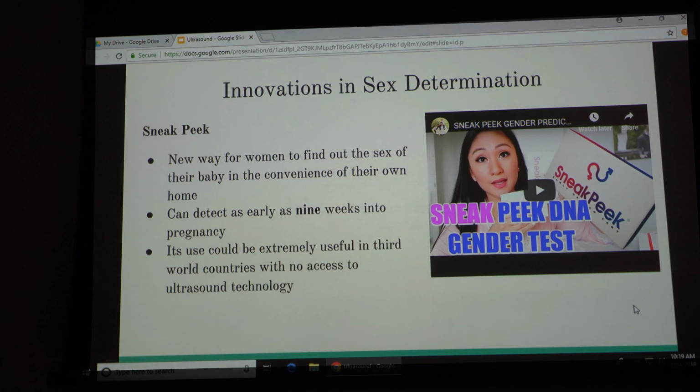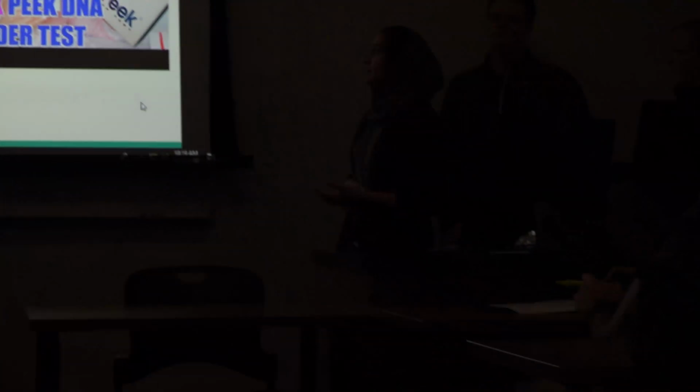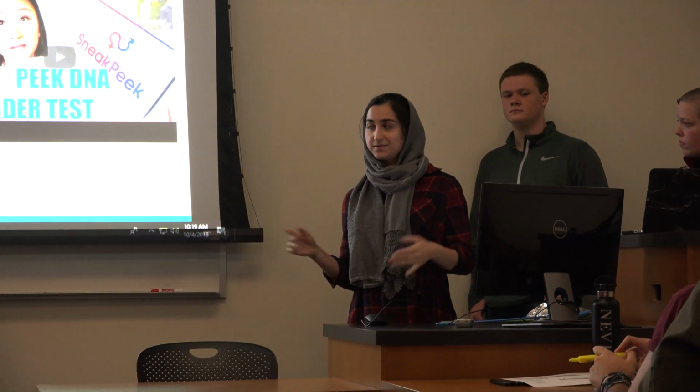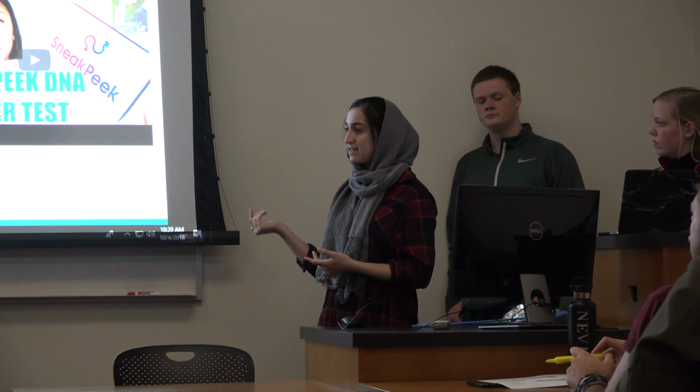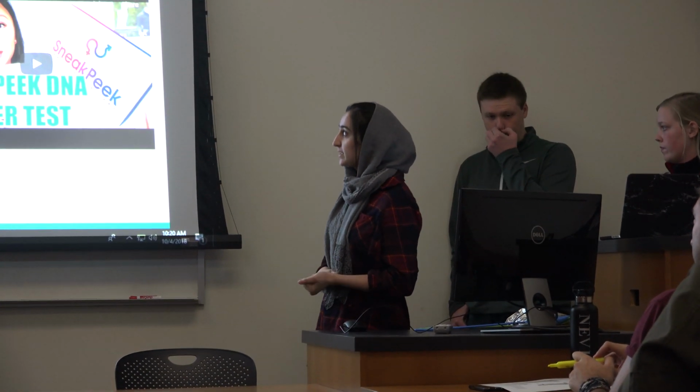So something a little bit different is that there's new innovations in sex determination. We're going in a direction where you don't really have to rely on ultrasound to figure out if you're a boy or a girl. There's a new thing called Sneak Peek, which is an at-home sex determination test. It's very similar to 23andMe. In this way, women are able to send in blood samples in the convenience of their own home. They take their own blood, they send it to the lab, and then they get the results fairly quickly.